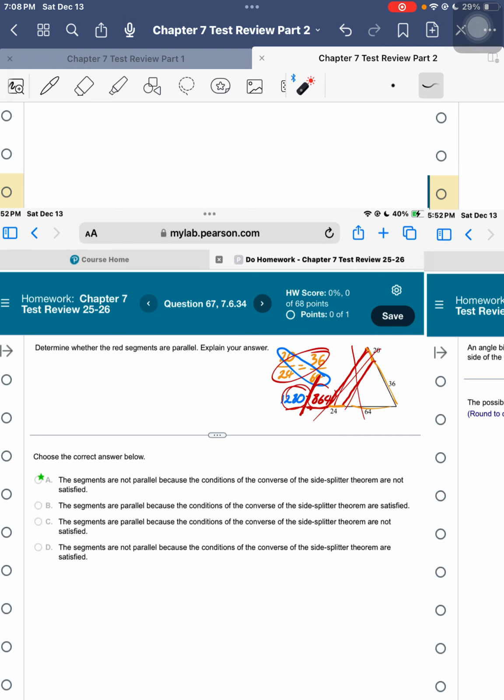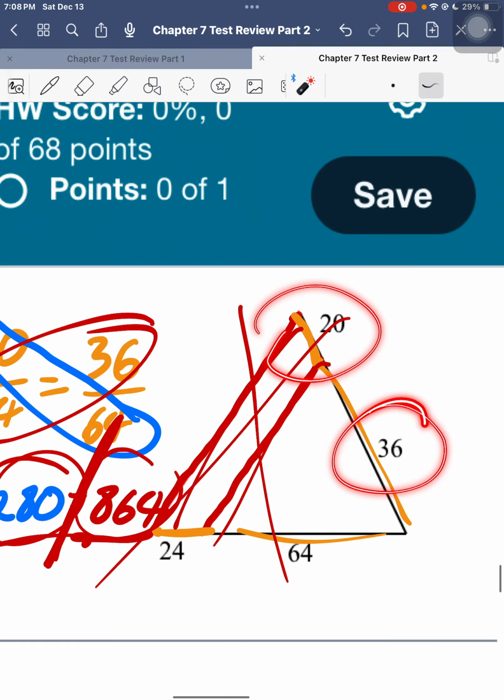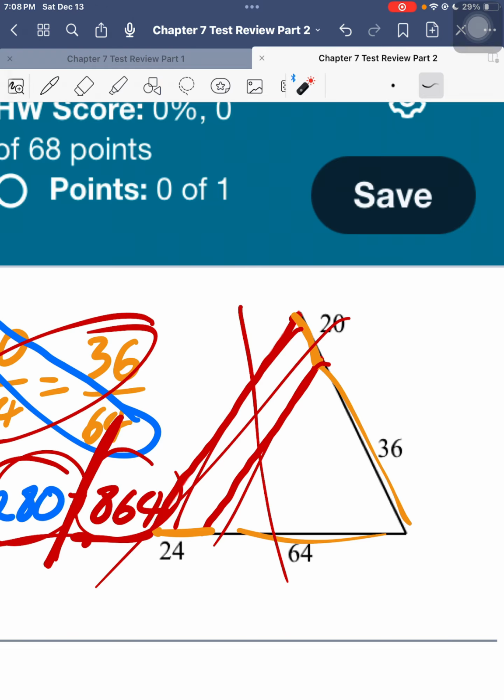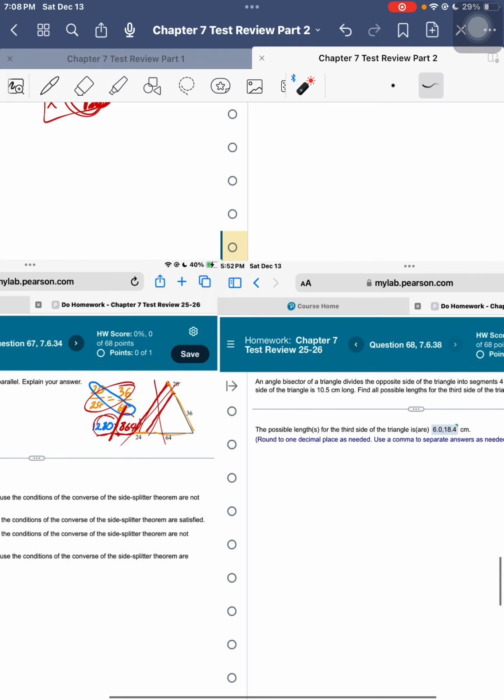Let's look at A. The segments are not parallel because the conditions of the converse of the side splitter theorem are not satisfied. So the side splitter theorem tells me, hey, if your lines are parallel, then your segments are proportional. So the converse would tell me, if your side lengths are proportional, then my lines are parallel. Did that get satisfied? No, it did not. So that's the answer. The converse was not satisfied.